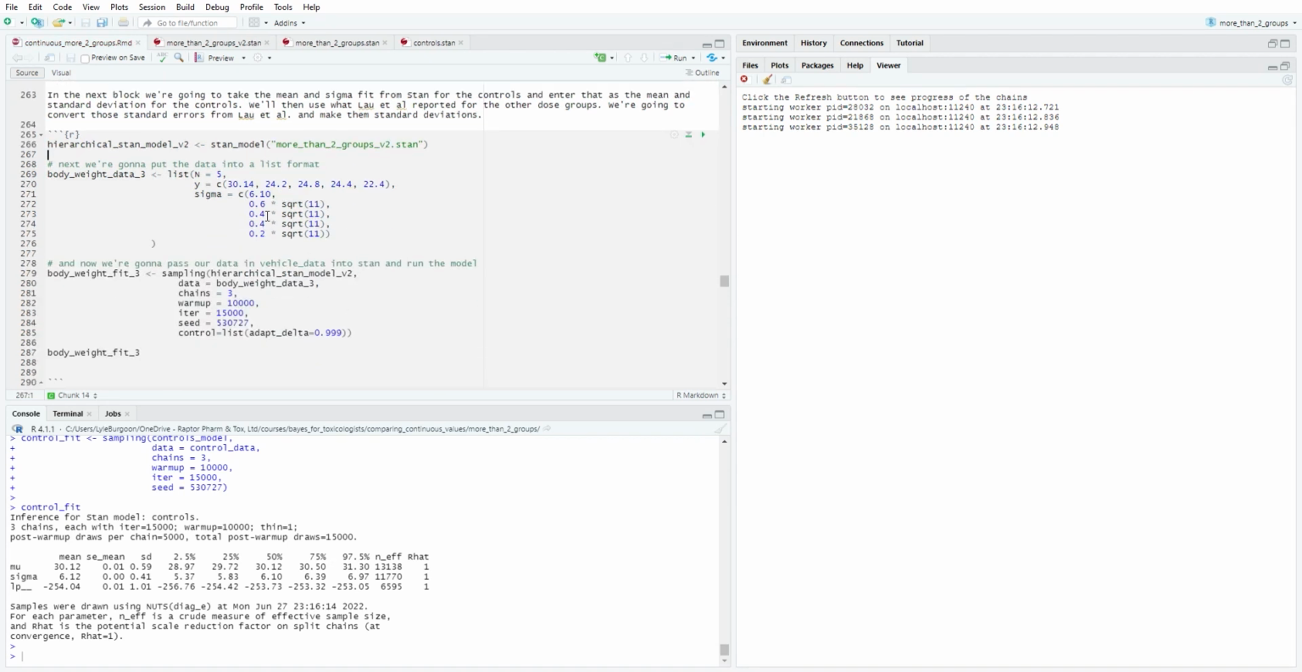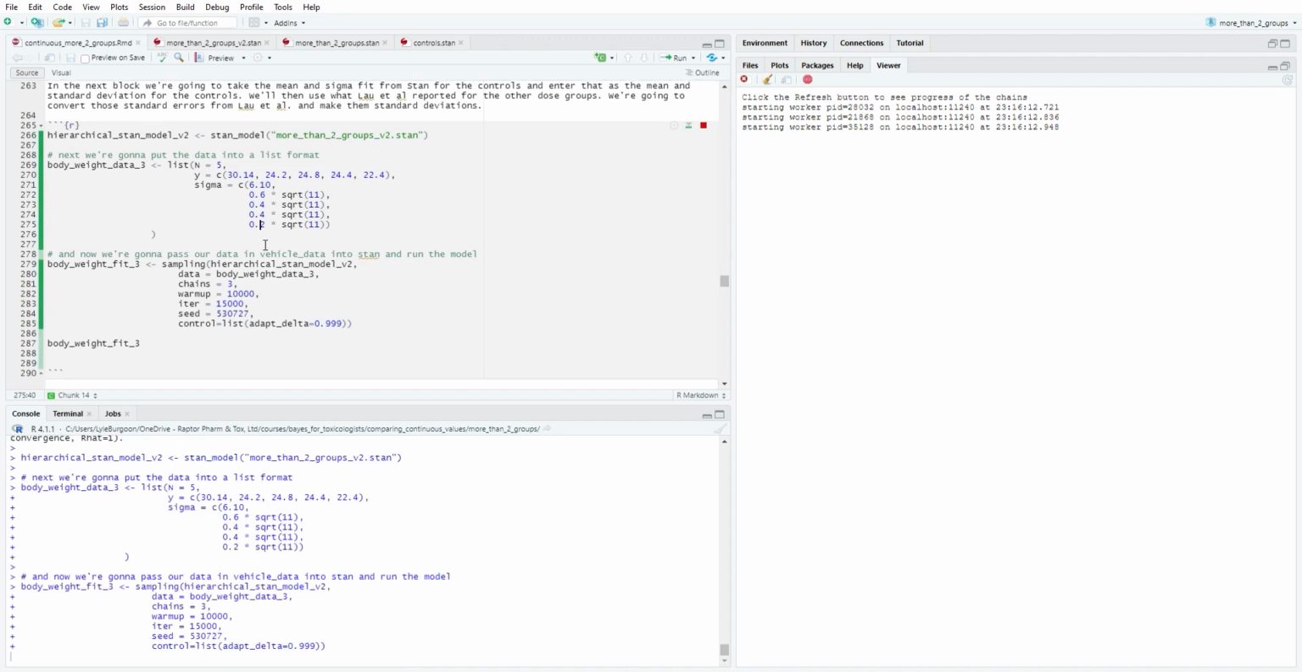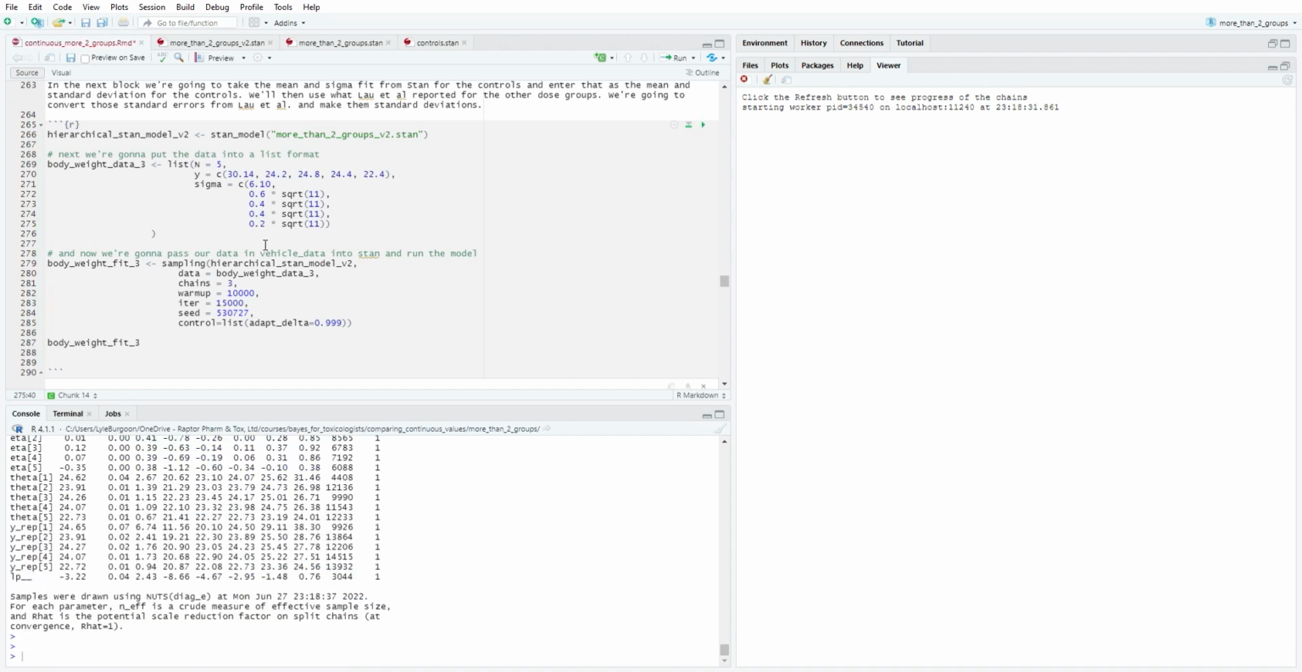So again, we're loading in just the means for y. N is 5 dose groups. And then this is the standard deviations. You can see I'm taking the standard deviation times square root of 11. Or sorry, the standard errors times square root of 11 in order to calculate the standard deviations. Everything else is pretty well the same. And now it should be running the Monte Carlo. And you can see it finished pretty quick.